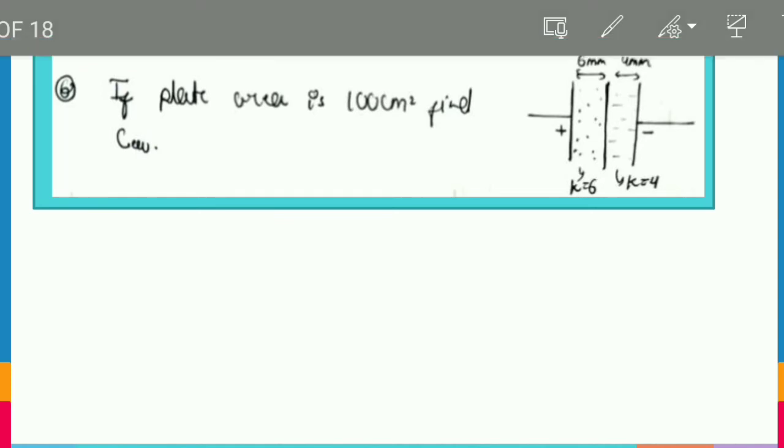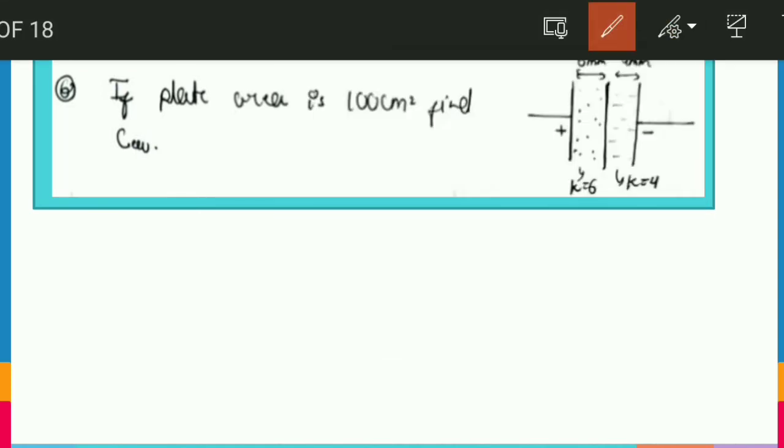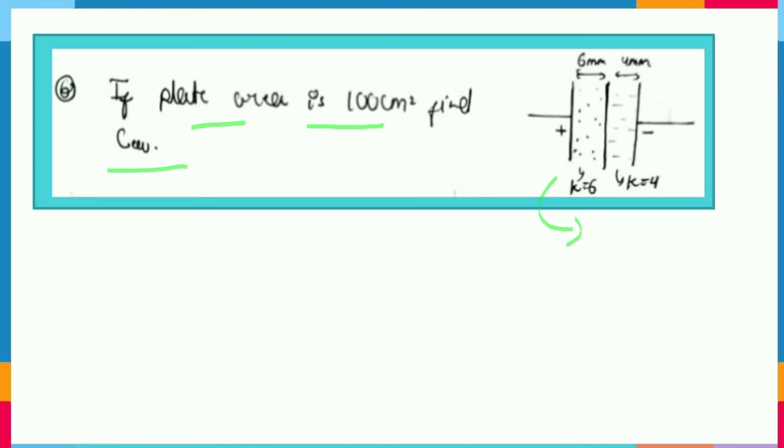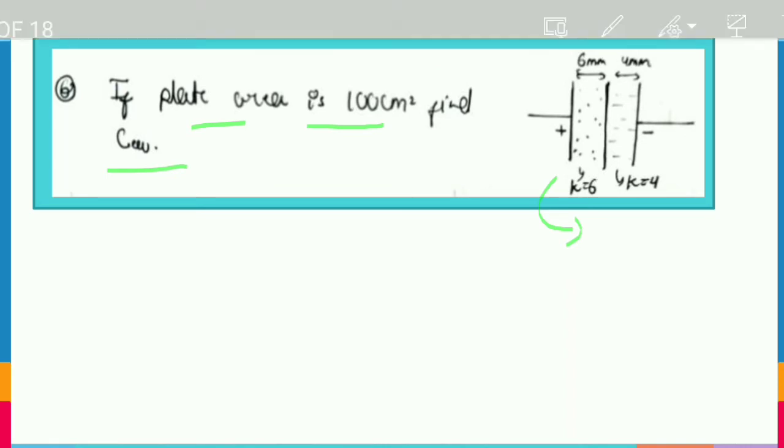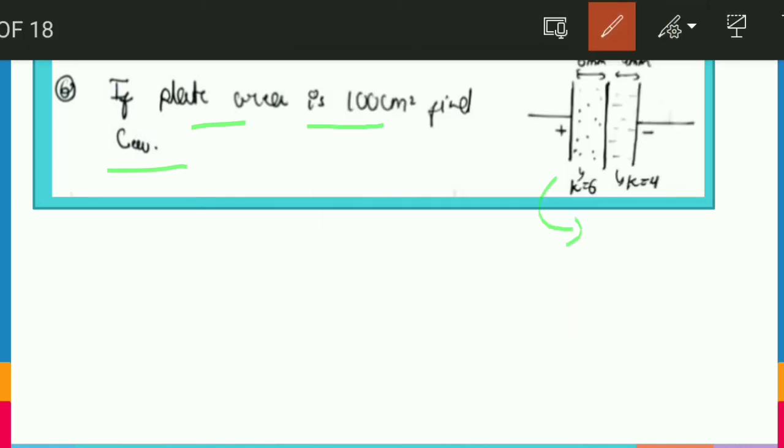It says that if the plate area is 100 centimeter square, then we have to find the C equivalent, and this is our 6 and this is our 4. So friends, you can see that in this figure, the two capacitors are connected in series. And for series connection, 1 upon C equivalent equals 1 upon C1 plus 1 upon C2.